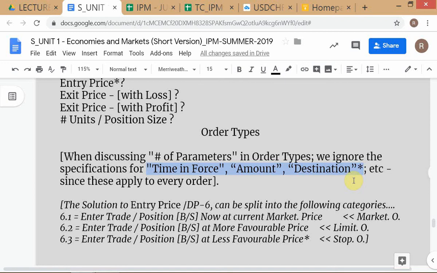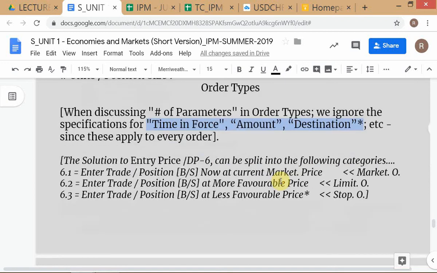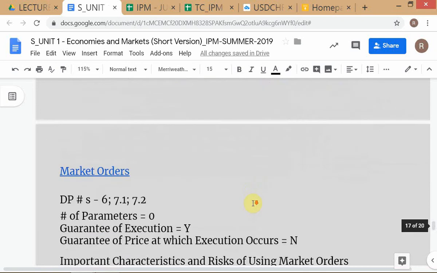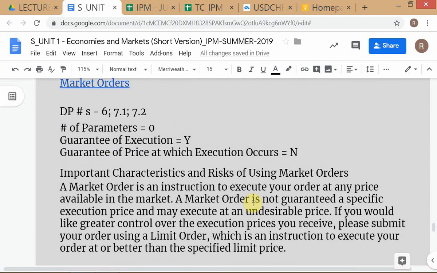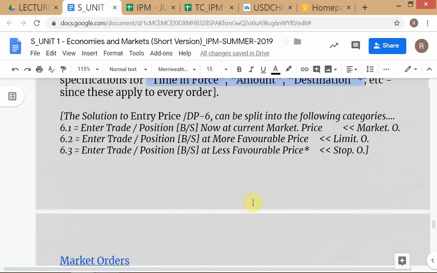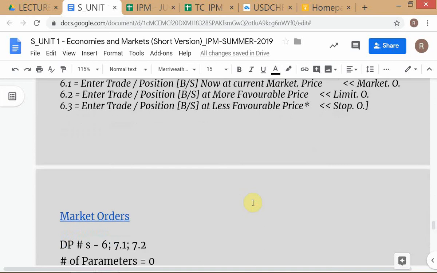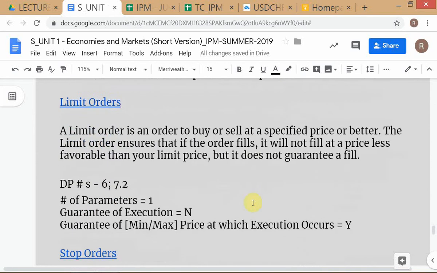All right, so those things we don't include in the number of parameters. This is not so important, but just to understand the concept: in a market order, there are no parameters, because as soon as you enter a market order, whether it's a buy or a sell, the system understands what it has to do. That's why we say in a market order, there are no parameters.